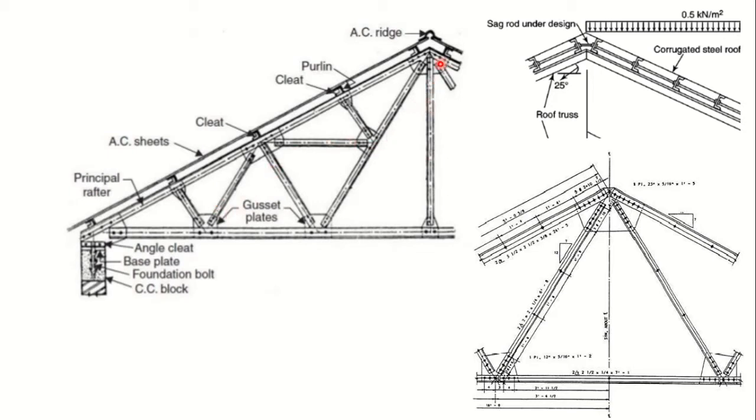If this member is in tension, we call it a tie member. If it is in compression, we call it a strut member. So a single member, say for example this member, may be in tension and also it may be in compression at some point of time. It all depends on the loading, mainly when the wind load is considered in the analysis. Based on the direction of the wind, this member may be subjected to tension. On reversal of the wind direction, the same member will experience compression over here.